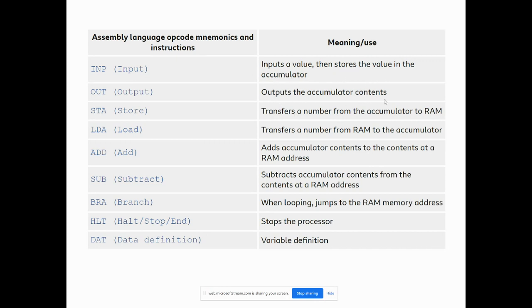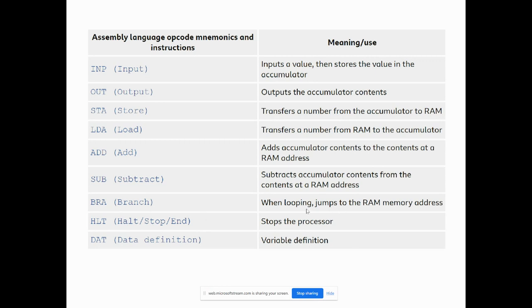So input is to input the value, then store the value in the accumulator. Output outputs the accumulator's content. Store transfers a number from the accumulator to the RAM. Load transfers a number from RAM to the accumulator. Add adds accumulator content to the content at a RAM address. Subtract subtracts accumulator content from the content at a RAM address. Branch, this is when it comes to looping.